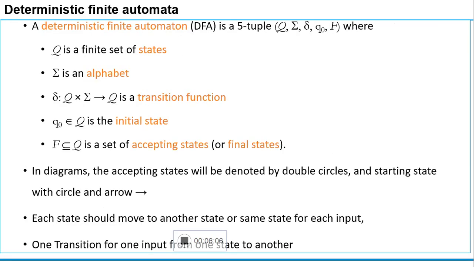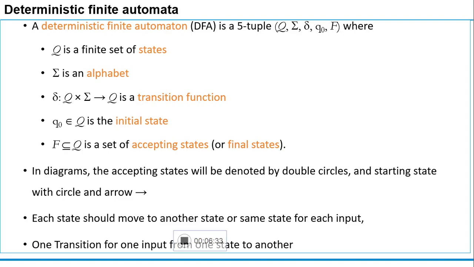What is a deterministic finite automata? A deterministic finite automata is a 5-tuple. You're going to have a set of finite states, that is going to be Q, and you're going to have the sigma, which is the alphabet or the set of symbols, and you have delta. The delta is represented as a state along with an input symbol moving to another state. It is also called a transition function.